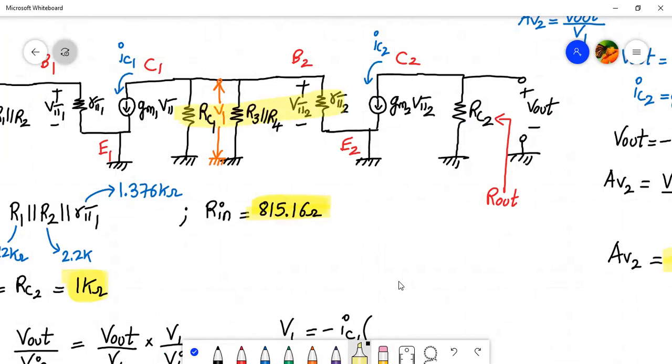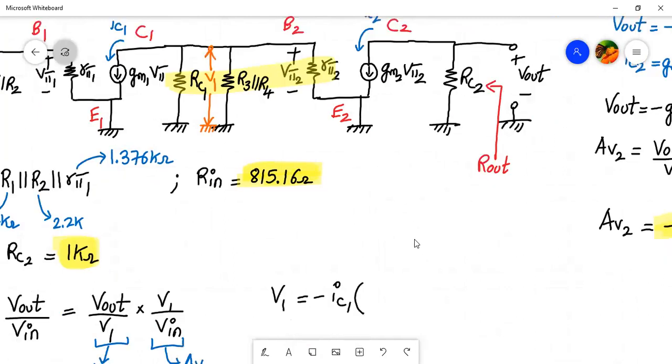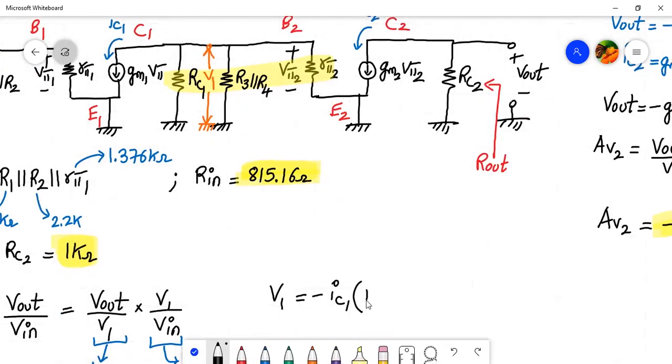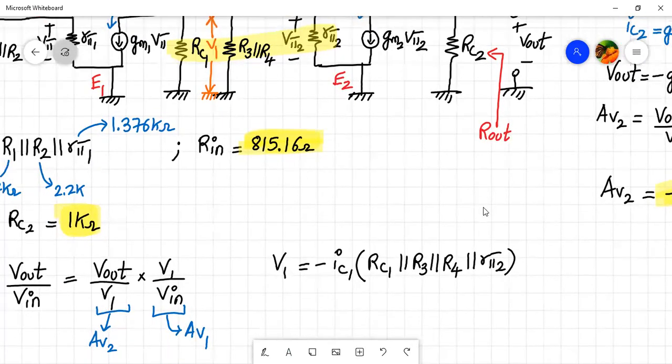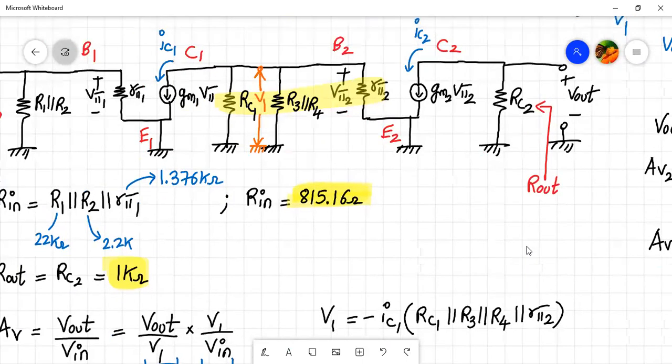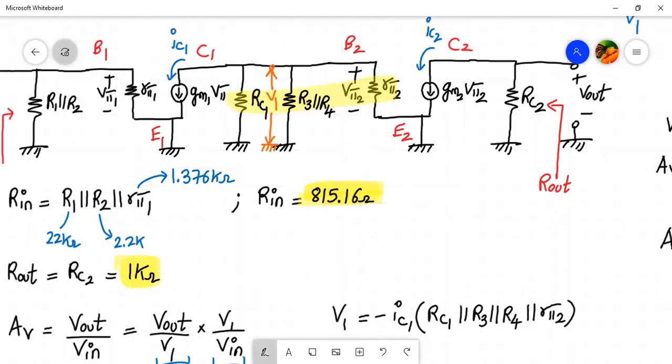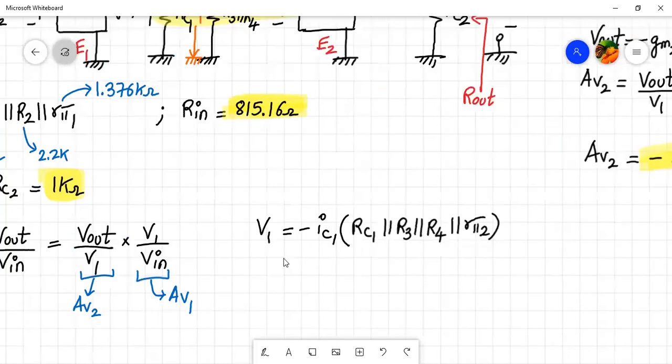So these resistance values are RC1 parallel to R3 parallel to R4 parallel to R pi 2. So that's the value of V1. And what is IC1? IC1 is gm1 into V pi 1. Actually, we should have written V pi 1 over here. So let's complete it now.